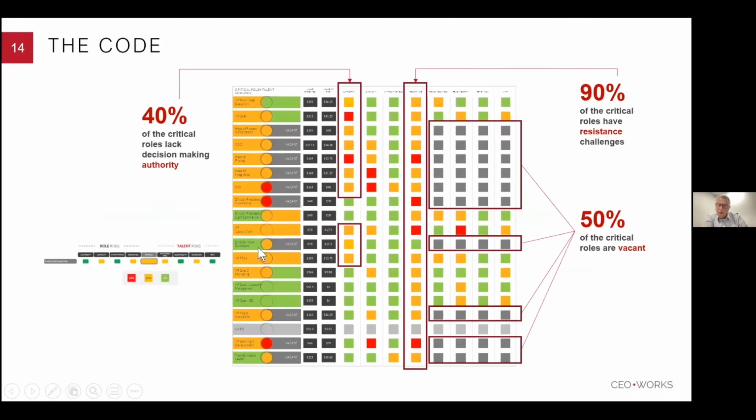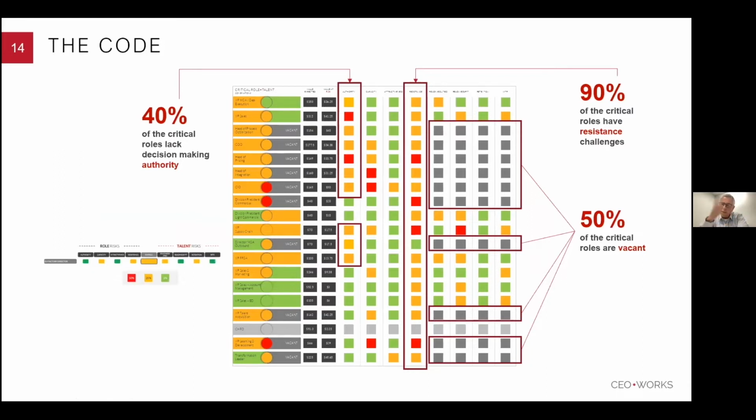When we look at all the roles, all of a sudden, that's why we call this the code, because you can zoom out and say, well, in the bigger picture, where are my biggest risks? And what you see here, if you use my example of that one role and stack the roles vertically, you can start to see the patterns. In this particular client, 40% of the roles lack the right decision authority. So that's where you see that first column in red, yellow, amber, and red, right? 90% of the roles have resistance issues.